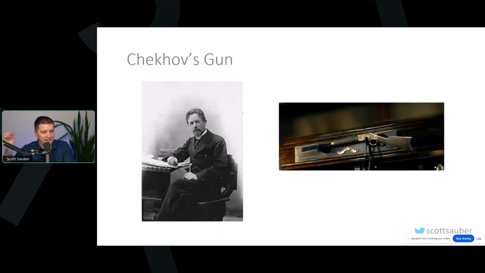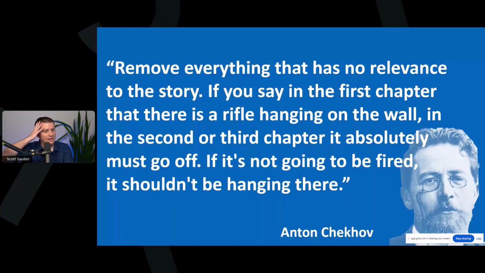That leads me to this concept of Chekhov's gun. Chekhov was a Russian playwright back in the 1800s who said, basically, if you have a gun hanging on the wall in the first act of a play, it should fire off in a later act of the play. Otherwise, it shouldn't be hanging on the wall in the first place. Now, you might wonder, what does this mean for automated testing? And really the key takeaway here is everything in the story should be relevant.